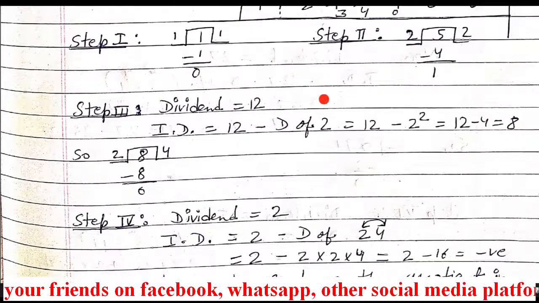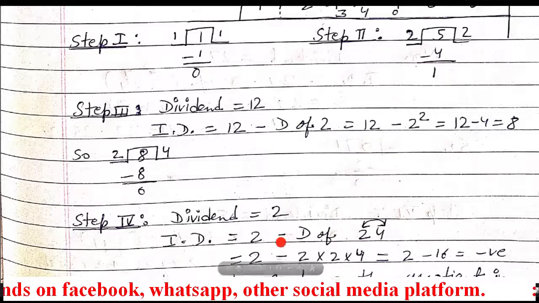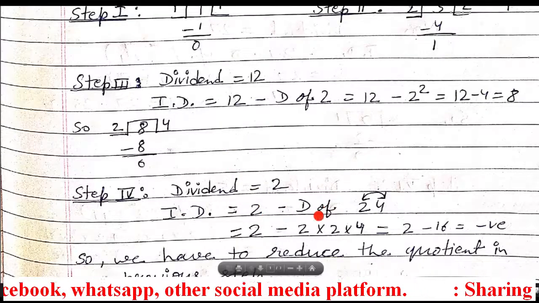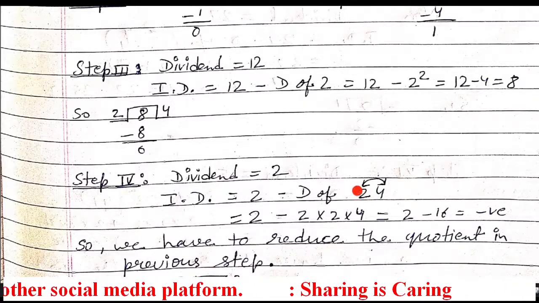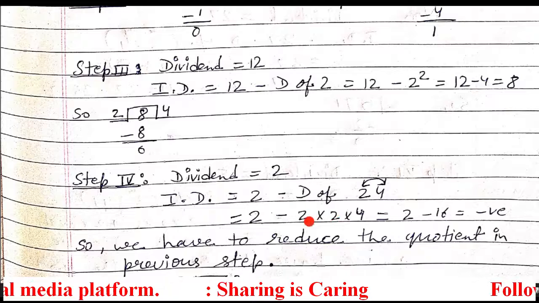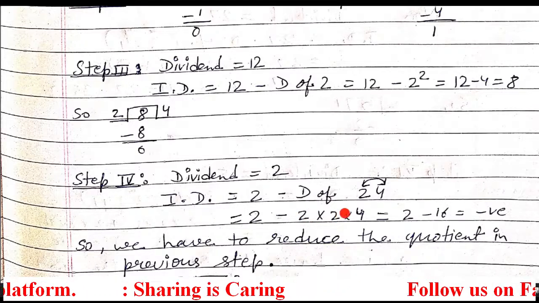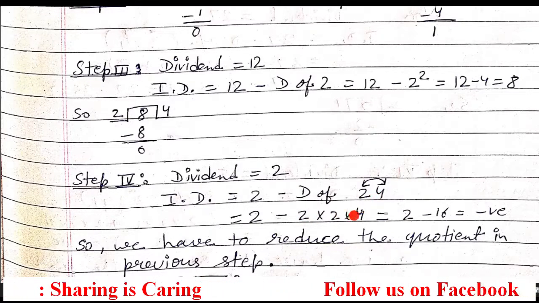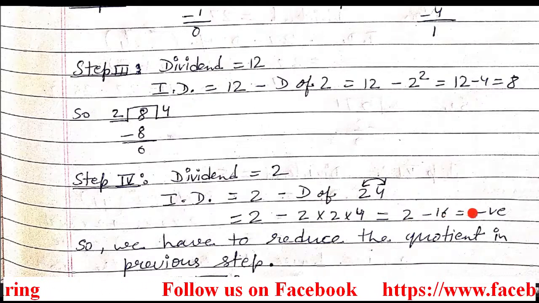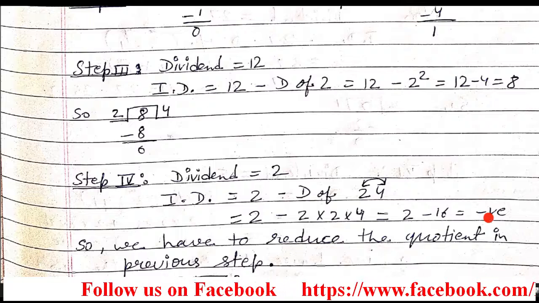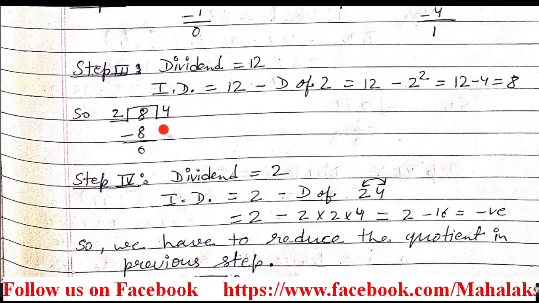So see the step. Dividend is 2 and improved dividend is 2 minus Dvandva of 24. Now since it's a 2-digit number, so to find out Dvandva we have to make the pair. So this extra 2 you have to write down, and 2 into 4, these digits 2 into 4. So it's 16. 2 minus 16 is negative. Since we obtained the negative answer, that's why the previous step we have to improve.